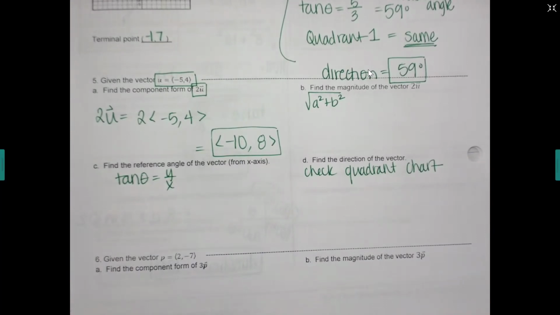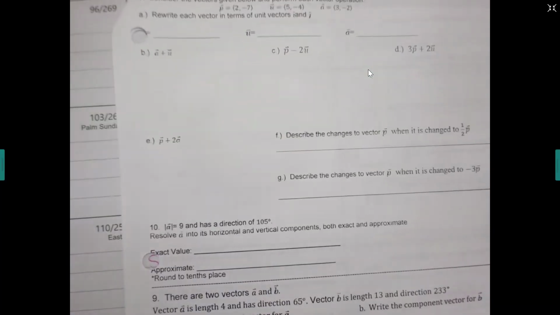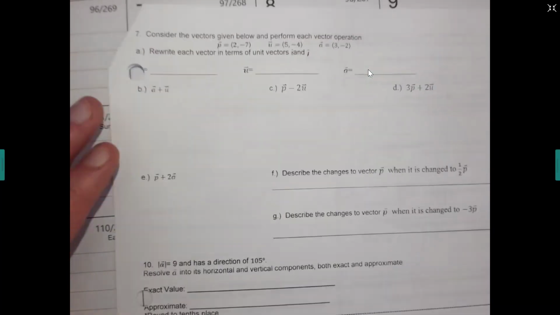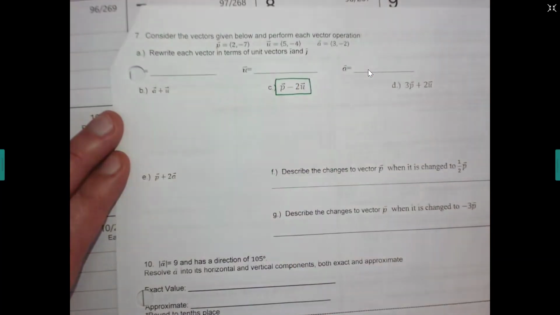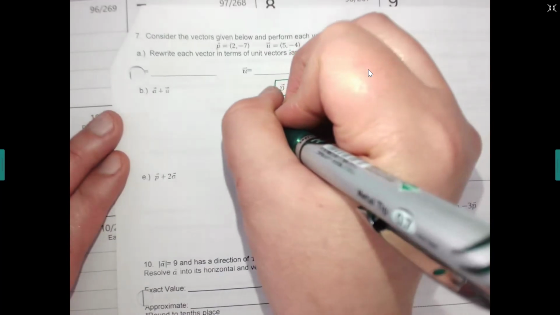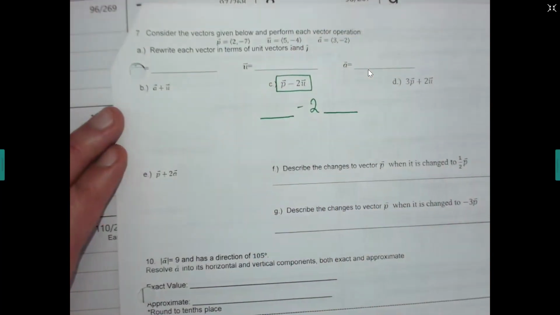Okay, number 7 is an algebra, basically, where you're doing stuff with the vectors. Remember, you can only multiply vectors by numbers. You can only add vectors with other vectors. So on the next page, let's say that I'm doing letter C. So I want P minus 2 times U.